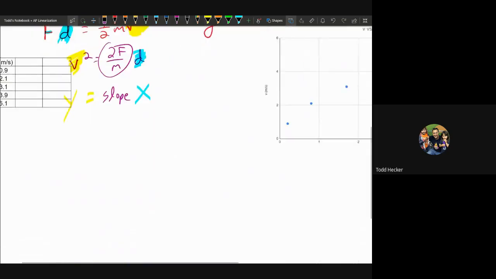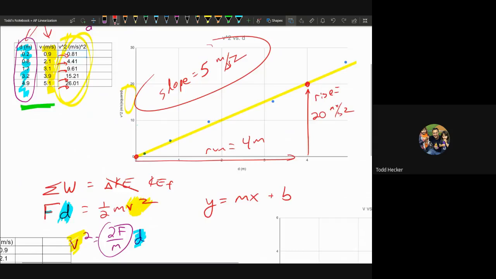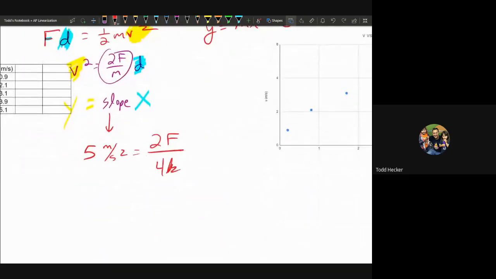So back down here, remember, our slope was 2f over m. So we just figured out that 5 meters per second squared is equal to 2f over m, our mass was 4. Multiply both sides by 4, you get 20 kilograms times meters per second squared, which does give you newtons, equals 2f, divide, and f is 10 newtons.